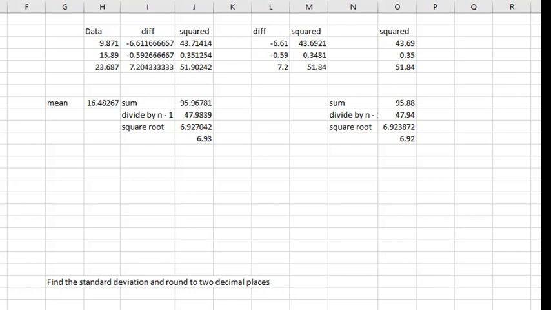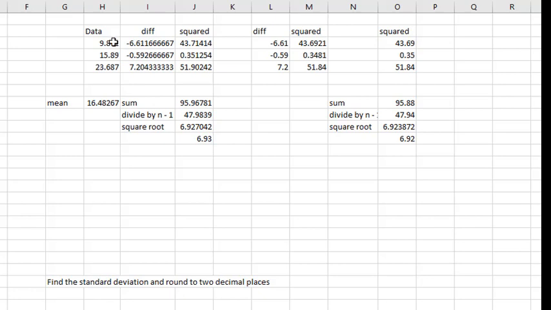I mean, you might get away with it once or twice, but you're asking for it to come out incorrect on several occasions. It might be just like flipping a coin. Sometimes it works, sometimes it doesn't work. So I have this situation where I'm asking you to find standard deviation and round to two decimal places.